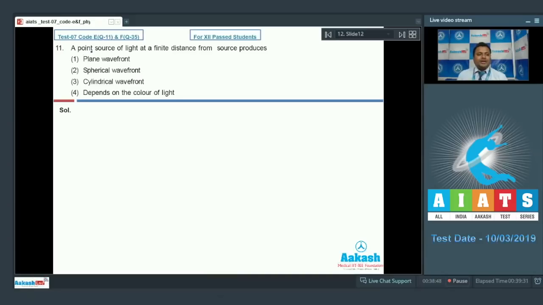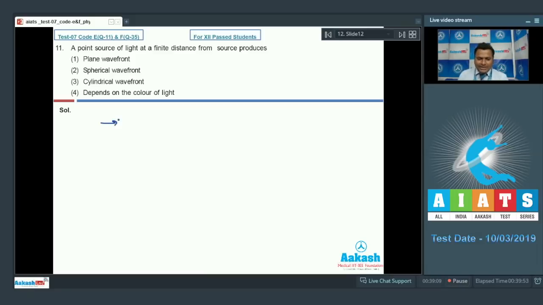Here is question number 11. A point source of light, at a finite distance from the source, produces plane wavefront, spherical wavefront, cylindrical wavefront, or depends on the color of light. And we know very well, a point source of light always produces a spherical wavefront at a finite distance.